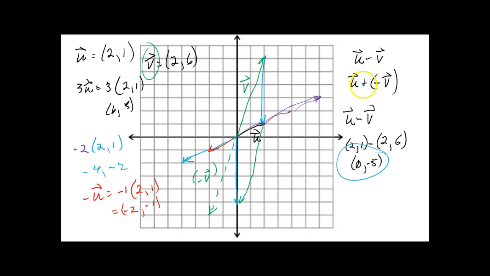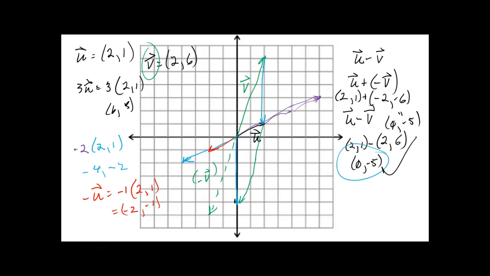So even if you did it this way, I'm going to go back to black here. This would be u, which is 2, 1, plus a negative v. Well, negative v would be negative 2, negative 6. And when you add those two together, you sure enough get 0, negative 5, which is exactly what we got everywhere that we did it. 0, negative 5.